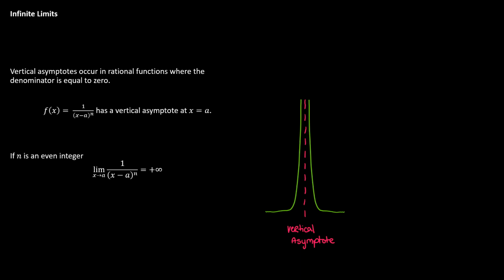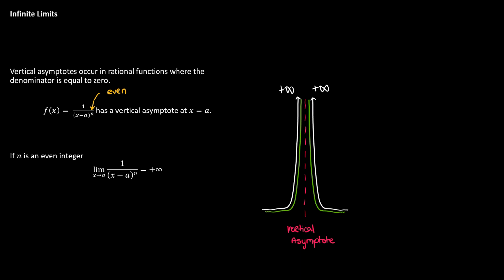Now the behavior of the function around a vertical asymptote completely depends on the exponent that we have in this denominator. If that exponent n is even, then we have a behavior that looks like the graph that we see on the screen. We have a dashed vertical line to represent our vertical asymptote, and the function is drawn in green. In this case, the behavior of the function is identical on the left and the right-hand side of the vertical asymptote, and as we're approaching the vertical asymptote, our function outputs are growing to be infinitely large.